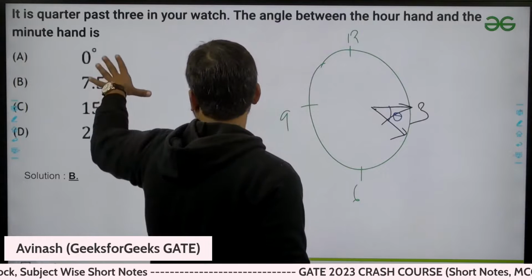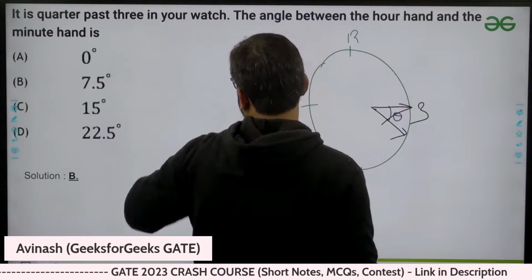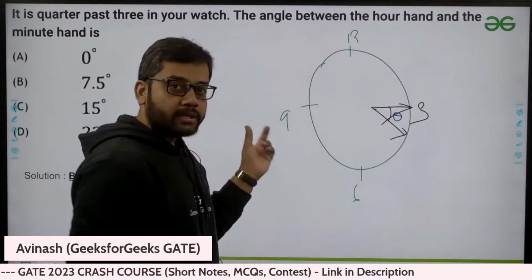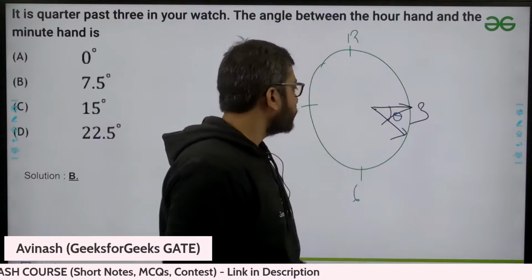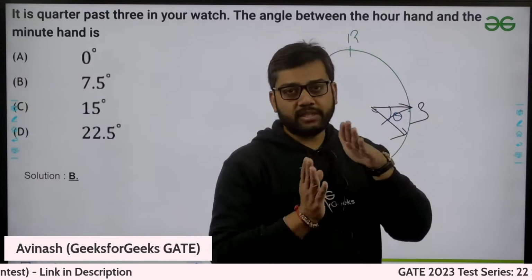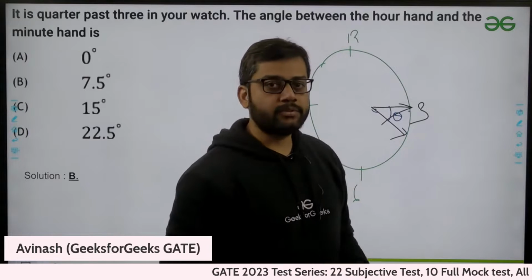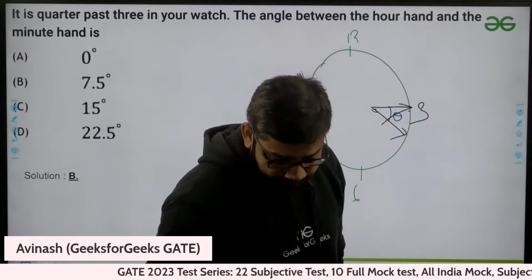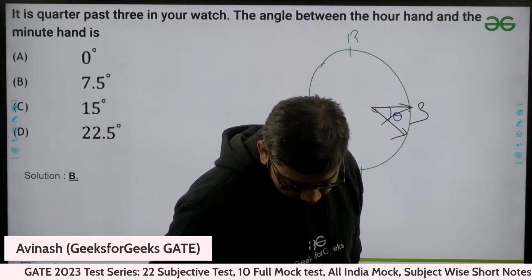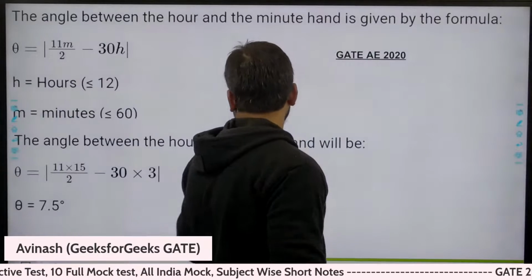It's just saying it is quarter past 3 on your watch, and we need the angle between the hour hand and the minute hand. Since the quarter has passed, it means 15 minutes. So if they're saying 15 minutes, it means it just passed the 15 minutes. The hour hand has also moved and the minute hand has also moved. So just apply one formula for this question.